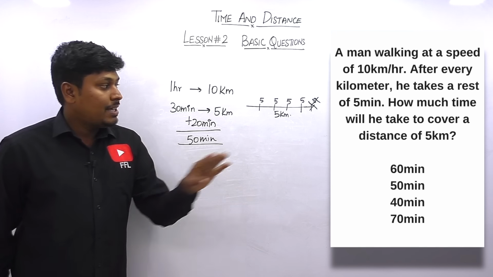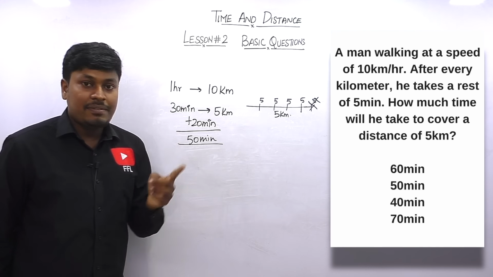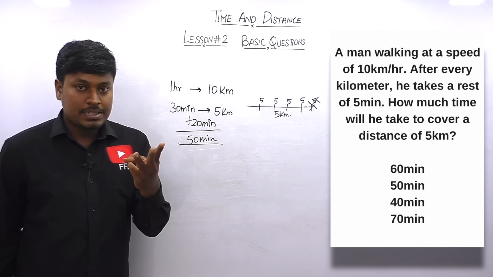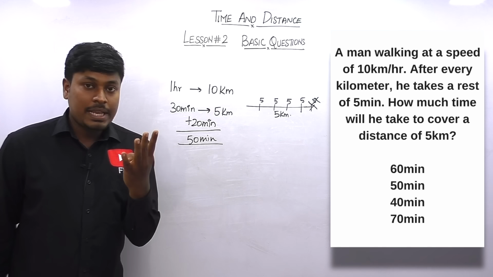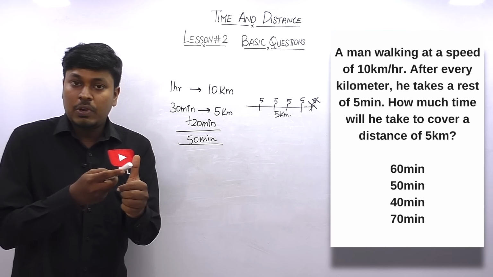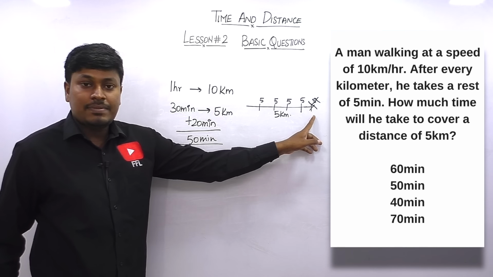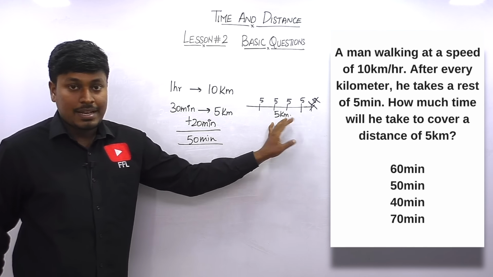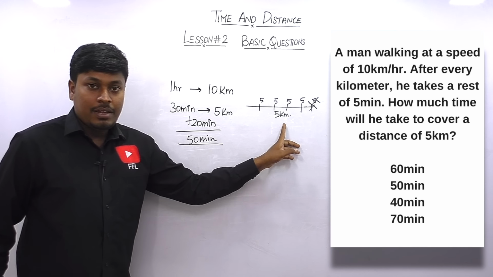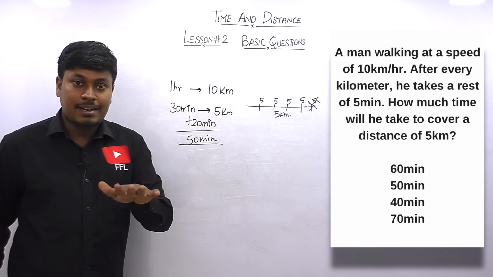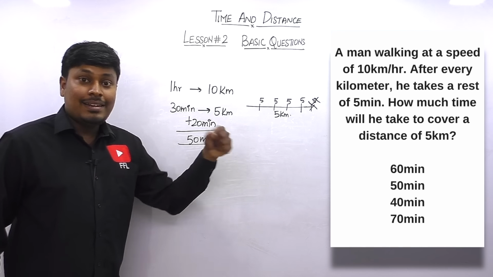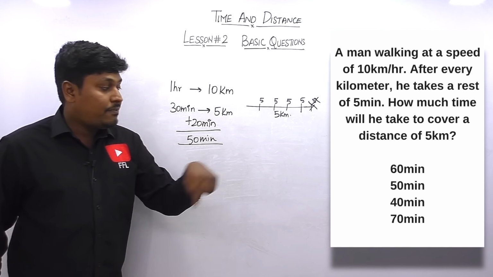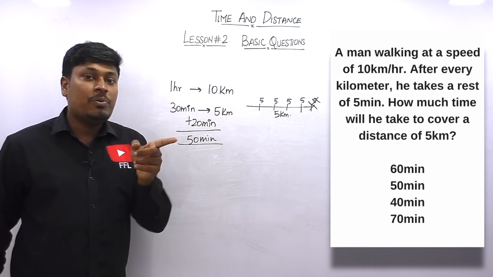That is important, right? If it is 5 km, first kilometer he will take rest, second kilometer, third kilometer and fourth kilometer. So 4 times he will take rest. You should not consider the 5th kilometer. Why? Because after he travels the 5th kilometer, he will reach the destination. So you should consider only the 4 kilometers. If the question is 6 kilometer, you should consider only 5 rests, right? If it is 7 kilometer, the rest time will be only 6 times. If it is 8 kilometer, the rest time will be only 7 times.